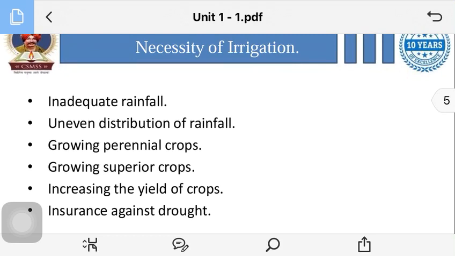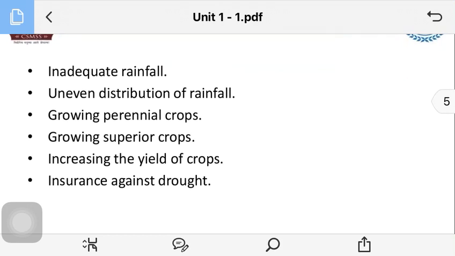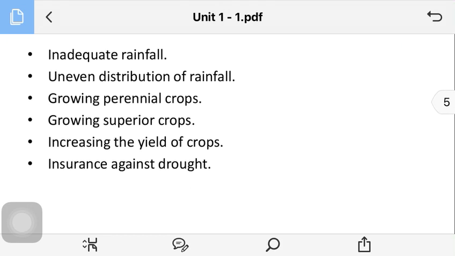The advantage of perennial crops is that they protect the soil from erosion and improve the soil structure. Next is growing superior crops, then increasing the yield of crops, and next is insurance against drought. Insurance is available to farmers against loss or damage to growing crops as a result of drought.